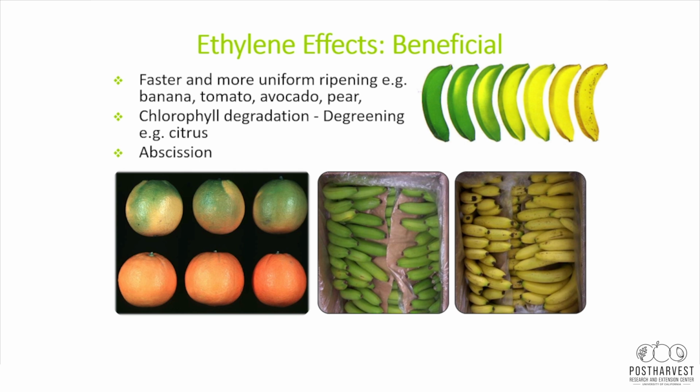It degrades chlorophyll. As we know, chlorophyll is a green pigment in the skin of the fruit, and by degrading it, you get the orange color that we all know for oranges. It also helps abscission of plant parts from the plant, and it's good for easy harvesting.